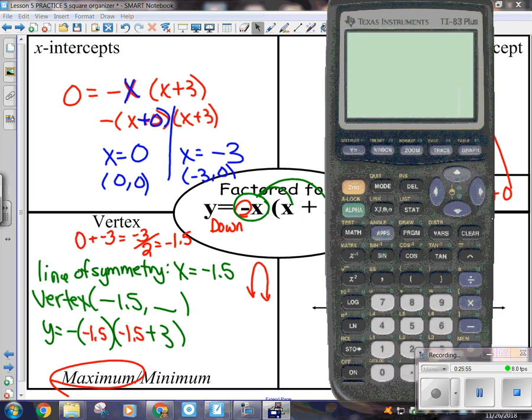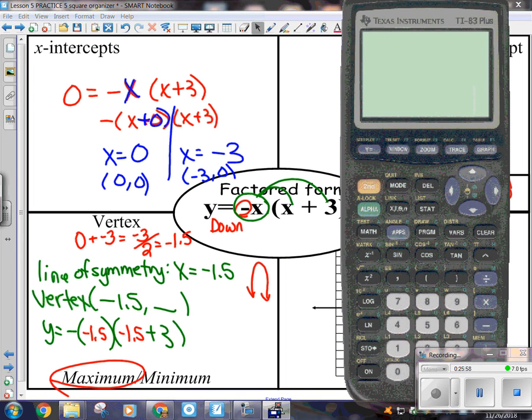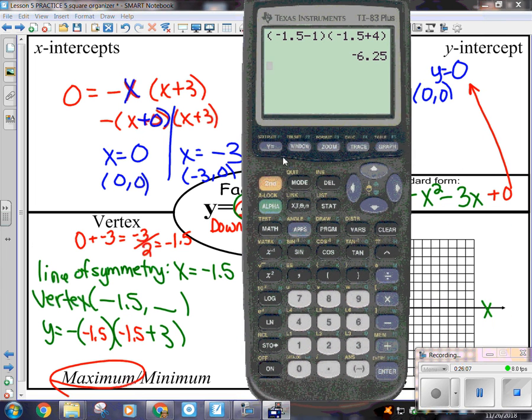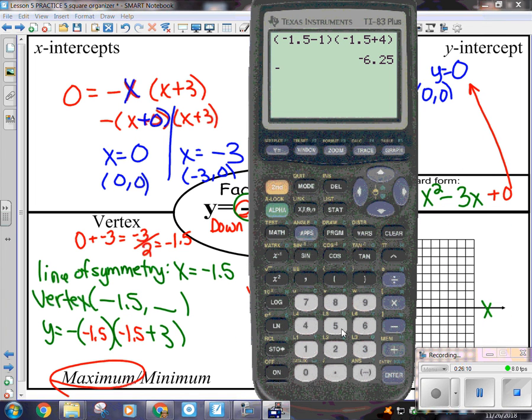Use your calculator. Is everybody picking up a calculator? You need to practice this. Type it in exactly the way you see it. If you don't practice, you'll say, I don't remember how to do that. Negative on the outside. Parentheses, -1.5. Close them. Then open up parentheses. -1.5 plus 3, close parentheses. I end up with what? 2.25. Okay, does everybody see how we got that? Pick up your calculator. Let the calculator do the work for you.